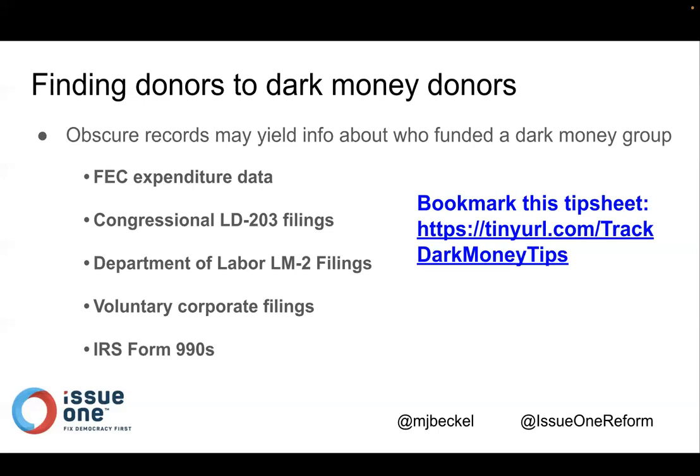So again, the commonality in all of these data sets is that you're looking to find money flowing out of a donor's coffers into a dark money group. Because the dark money group doesn't disclose its funders, you can't start with the dark money group itself. And you have to sort of work the equation backwards. And sometimes you can stumble into really interesting details about who is underwriting a particular dark money group through one of these sources.